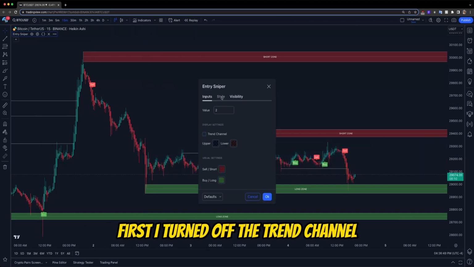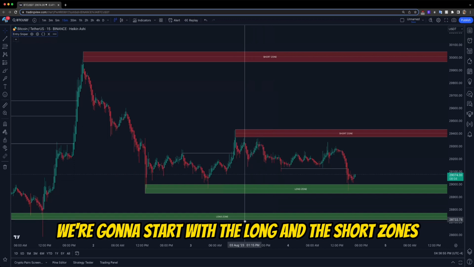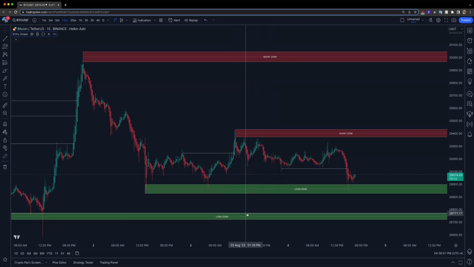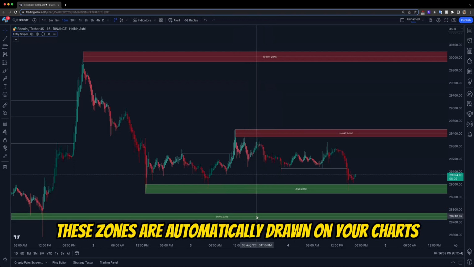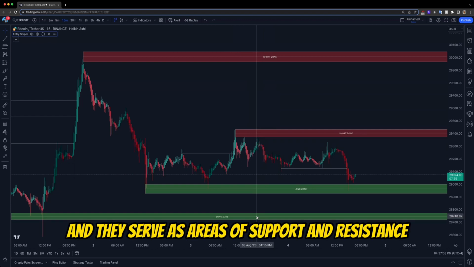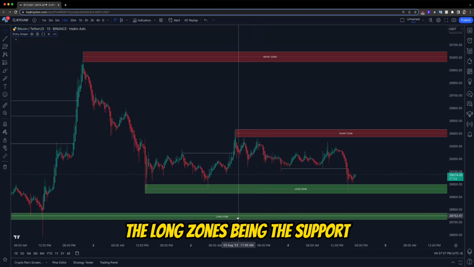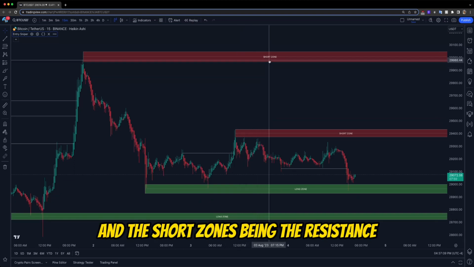First, I turned off the trend channel, and I turned off the buy and the sell signals. So first we're going to start with the long and the short zones. These zones are automatically drawn on your charts, and they serve as areas of support and resistance, or supply and demand. The long zones being the support and the short zones being the resistance.